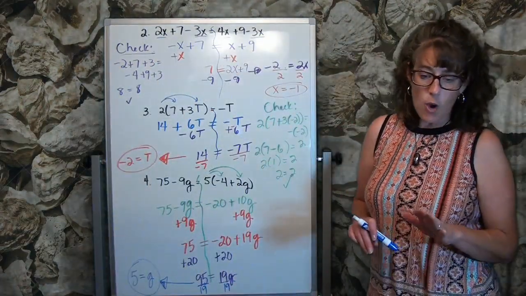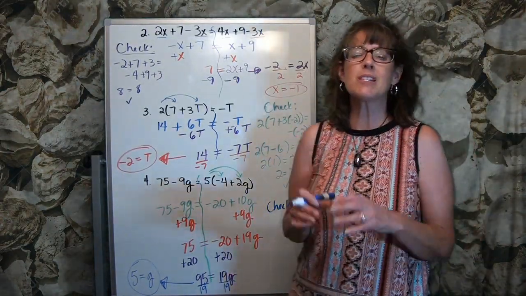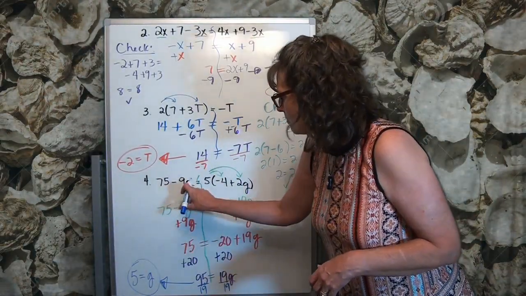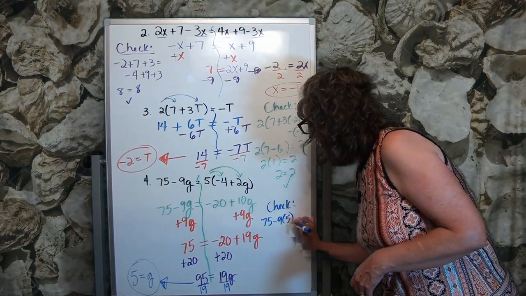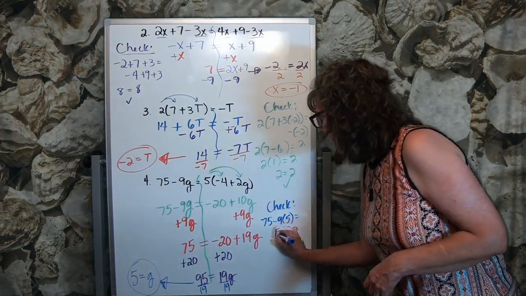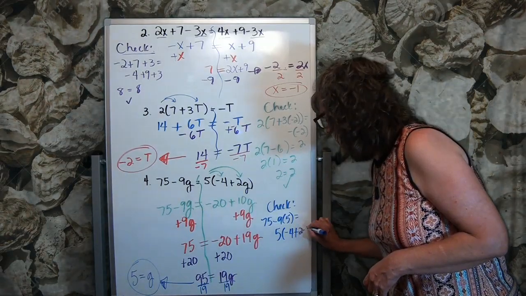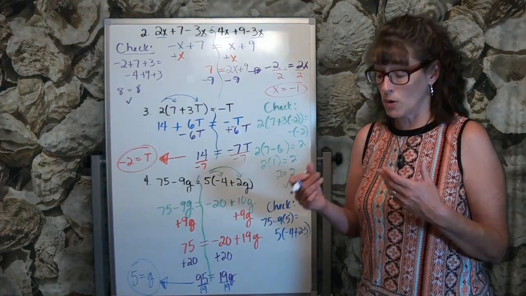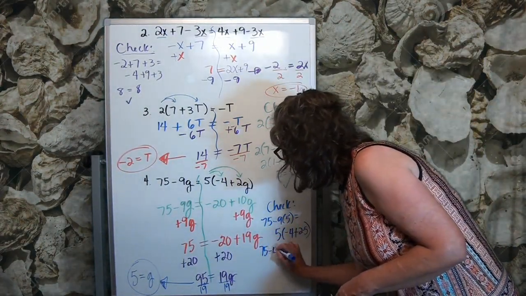And just like always, we can check this. And as I've said many times, this is the beauty of these equations. You can check every one of them. I'm going to take that 5 and put it right here where the 9 is. So 9 times 5. And on this side, I'm going to put that 5 right there where the g is. So 2 times 5. And on this side of the equal sign, order of operations says multiply first. 9 times 5 is 45.